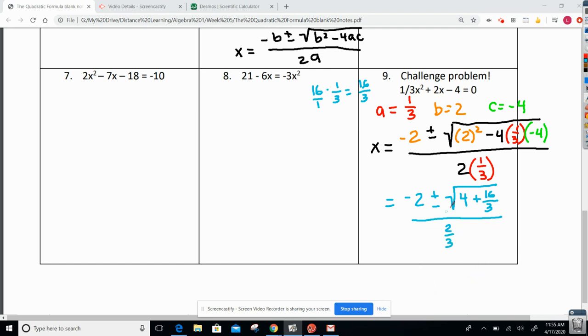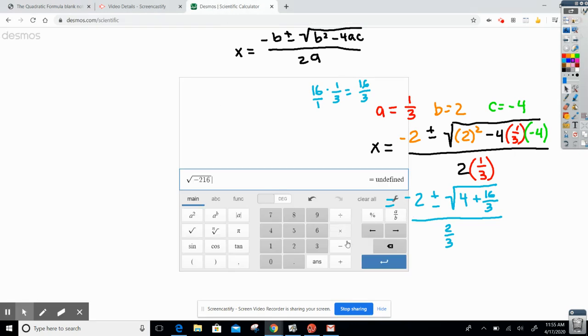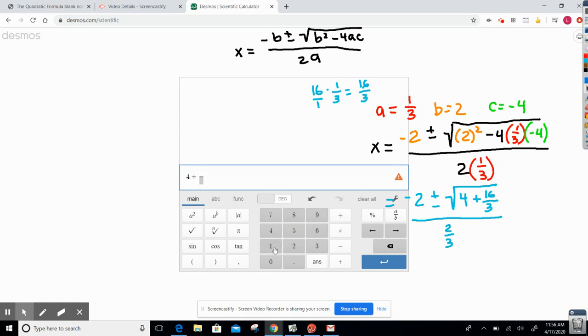All right. Now, what I'm going to do from here is simplify my 4 plus 16/3. I can do that without a calculator, but I'm going to show you how to do that in the calculator, just for your reference. So I'm going to delete all of this. All I'm doing right now is simplifying this part under my square root, under my radical. The 4 plus, then I need my fraction, 16 over 3.